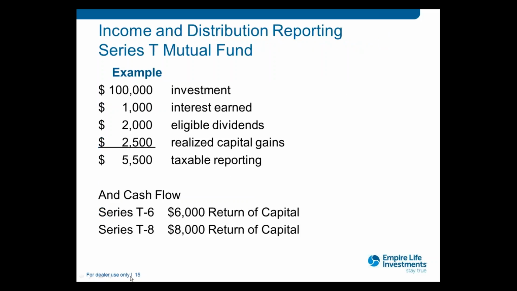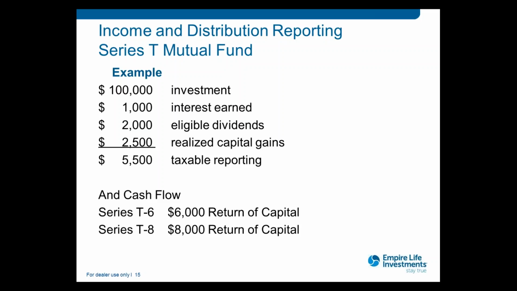Now let's look at income and distribution reporting on a Series T mutual fund. In this particular example, we have an individual who invested $100,000 into that type of a plan. They've actually earned $1,000 of interest, $2,000 of eligible dividends, and $2,500 of realized capital gains, either because the fund manager sold some holdings in the fund or the client decided to make some type of a switch. So there's going to be taxable reporting of $5,500.